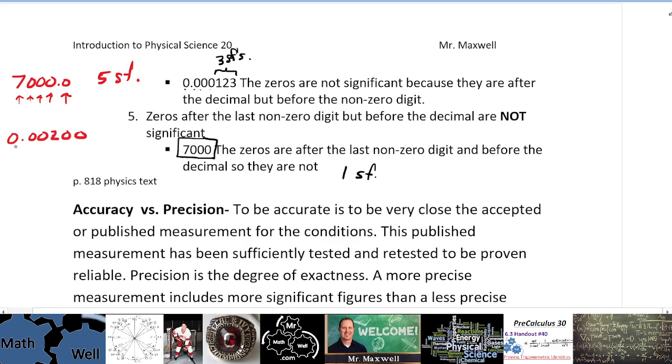And this one, as I mentioned before, these ones are not significant. They're placeholders only. These zeros are significant, so this is 3 sig figs, okay? Because these zeros are after a non-zero digit and after a decimal place. So we will get lots of practice with this, okay? This is just an initial shot at these rules here, okay?